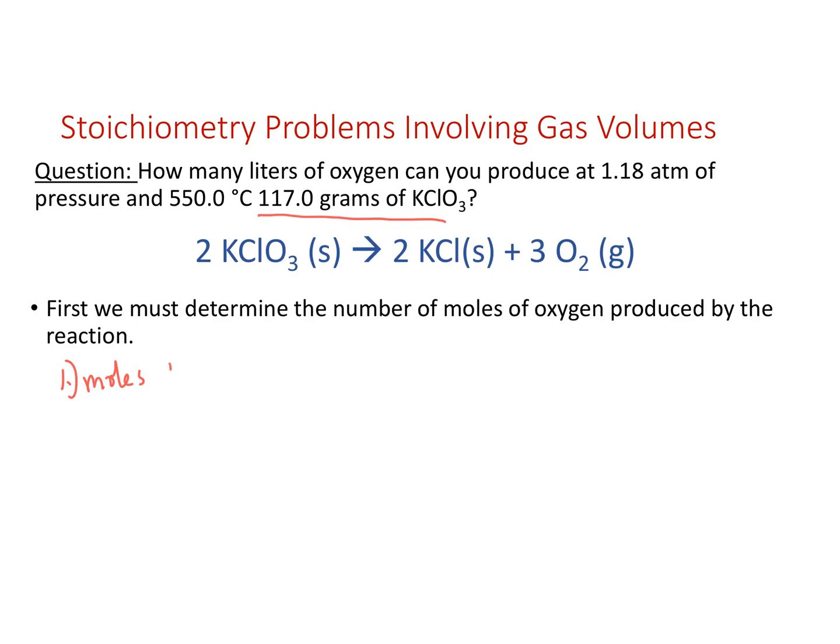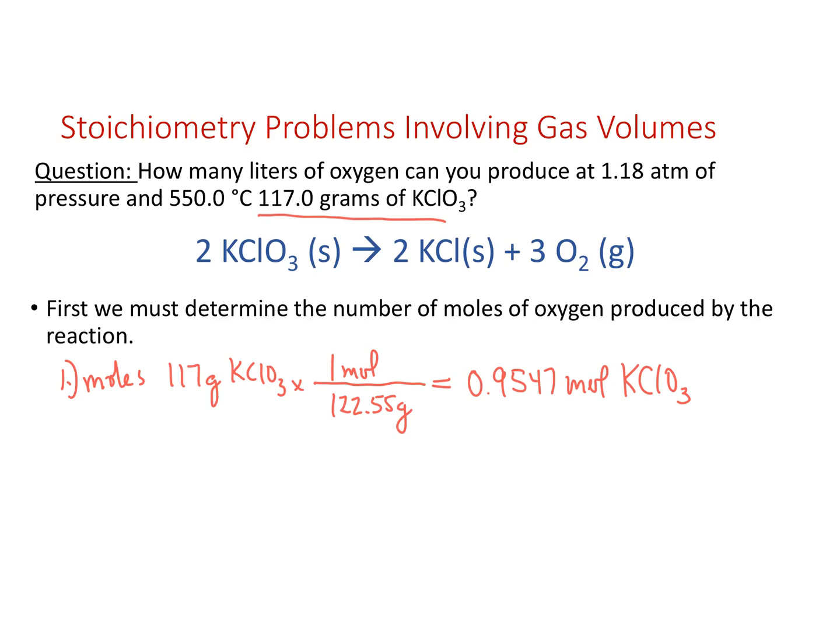So I have 117 grams of potassium chlorate, and I know, based on looking up the molecular weight of this, based on potassium, chlorine, and 3 oxygens, that to have 1 mole of potassium chlorate, I would need to have 122.55 grams of potassium chlorate. So I have approximately 0.9547 moles of potassium chlorate.